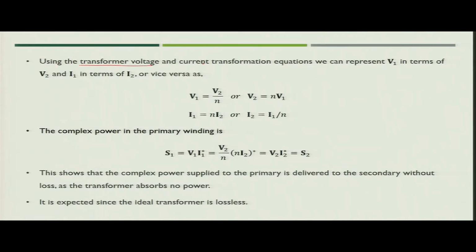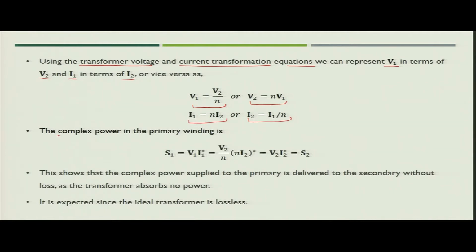Using the transformer voltage and current transformation equations, we can now represent the primary side voltage in terms of the secondary side voltage, and the primary current in terms of the secondary current, or vice versa. So, what can we say? We can say V1 is equal to V2 by N with the help of the transformation ratio, and we can also say V2 is equal to N V1. Similarly, in case of current, I1 is equal to N I2, or I2 is equal to I1 by N.